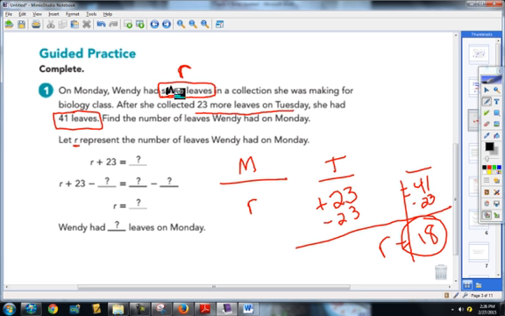Instead of this being in there, let's say Wendy had 18 leaves in her collection. After she collected 23 more Tuesday, she had 41. So what we're basically seeing here is that that's how much she had Monday, that's how much more she collected on Tuesday. So we know this is going to be 18 plus 23, and it better give us 41 because that's how many she had once she ended. Okay?